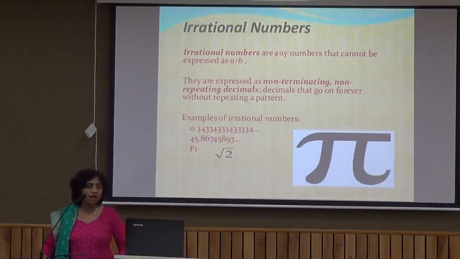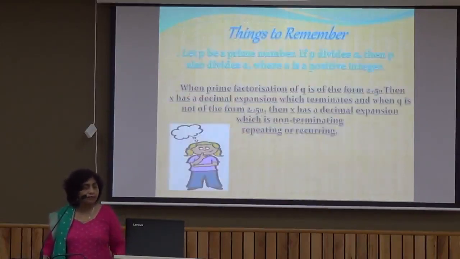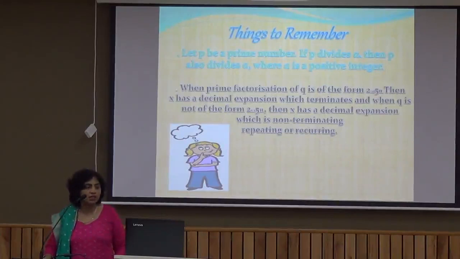Our examples are square roots of non-square numbers, cube roots of non-cube numbers, pi is an irrational number, and so on. Before proving that the square root of prime numbers are irrational, let's see a theorem: let p be a prime number. If p divides a square, then p also divides a, where a is a positive integer.